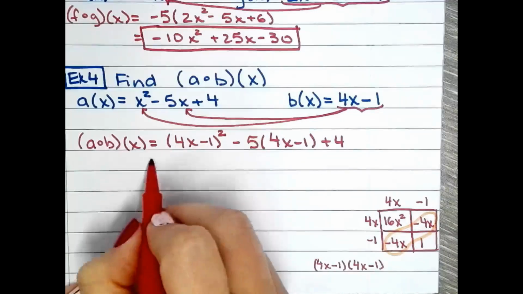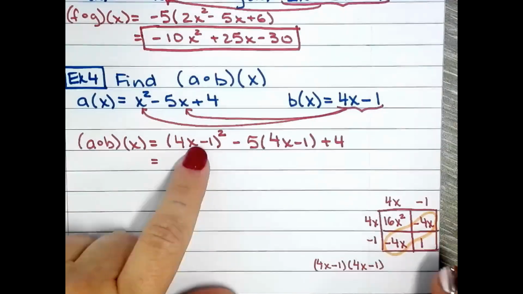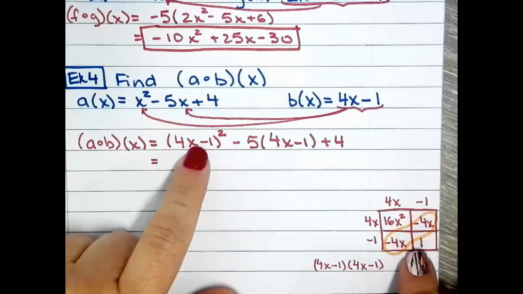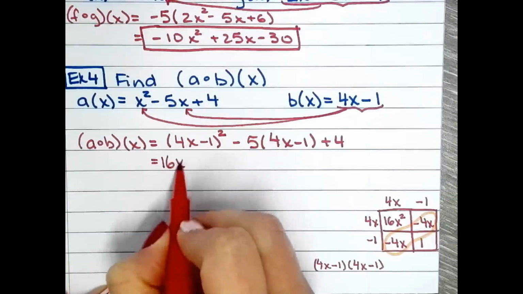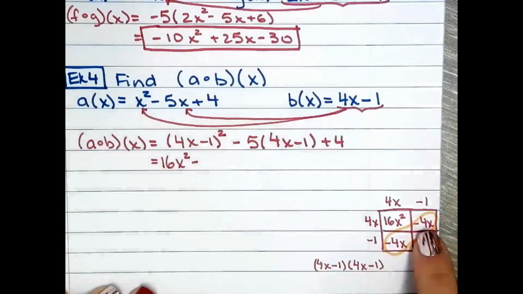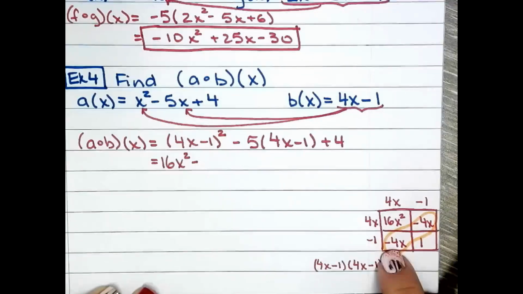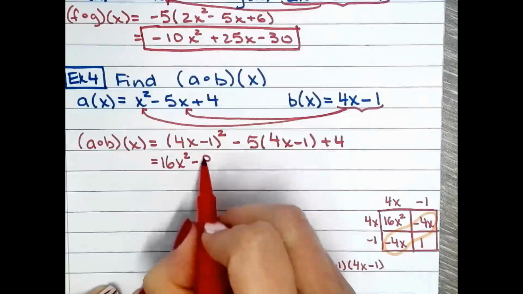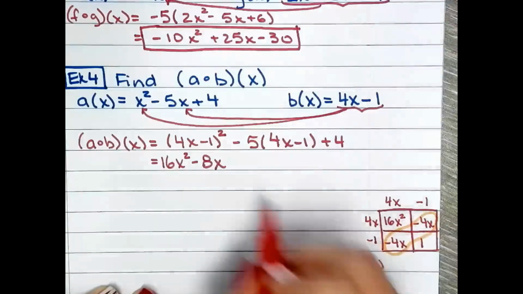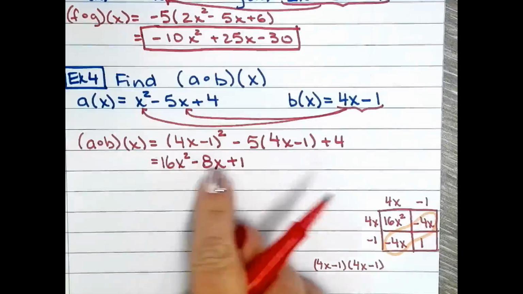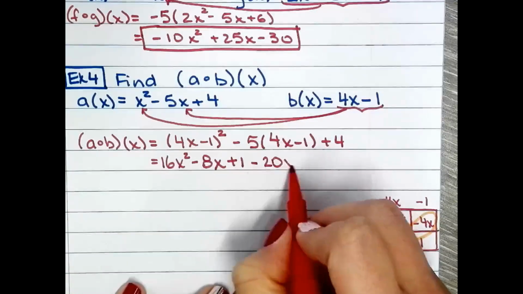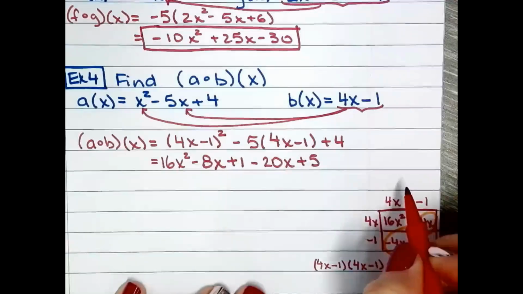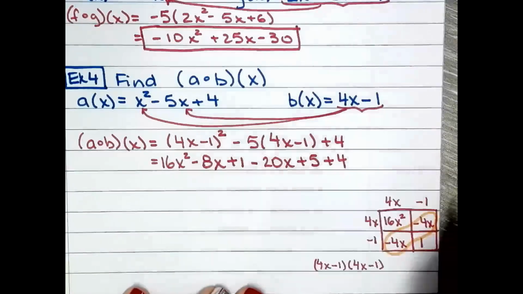Okay, back to the question. This whole thing is what I get from combining like terms there. So I have 16x squared minus 8x plus 1. So this whole thing came from over here. Distribute. And then plus 4.